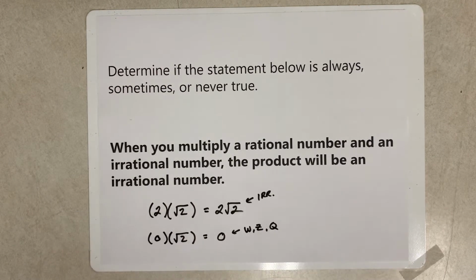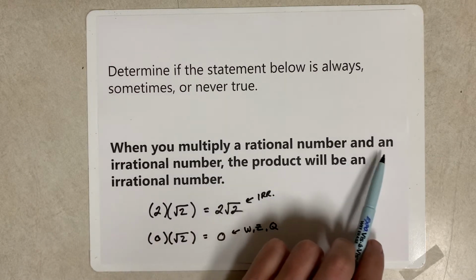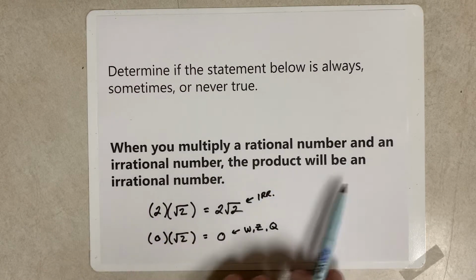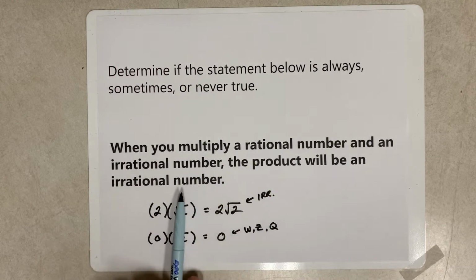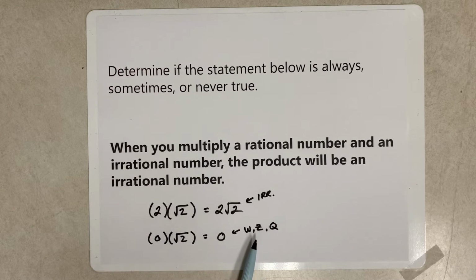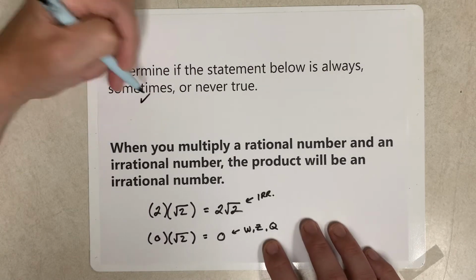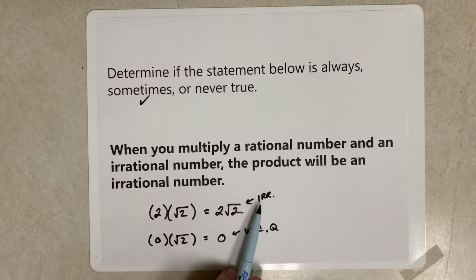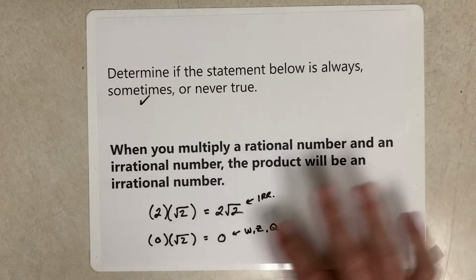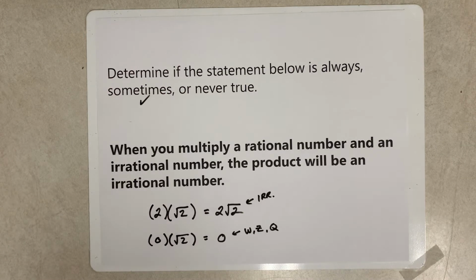So what happened was we got one time irrational, one time something else. And so the answer to this question, when you multiply a rational number and an irrational number, the product will be irrational, is false, because here we got one that was not. So we have one that is and one that isn't. And when that happens, that's where you have to say sometimes. Sometimes it is, and then sometimes it isn't. And there's lots of questions you can make like this. These are just a few examples of how to think about solving a question like this.